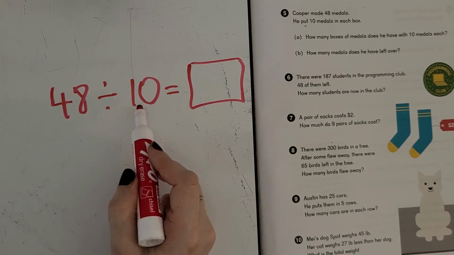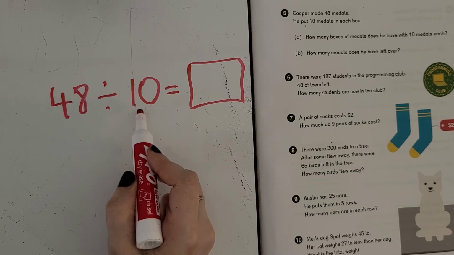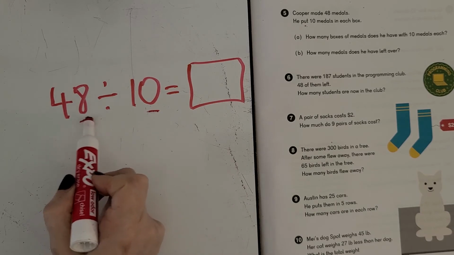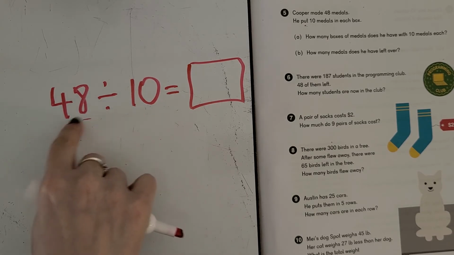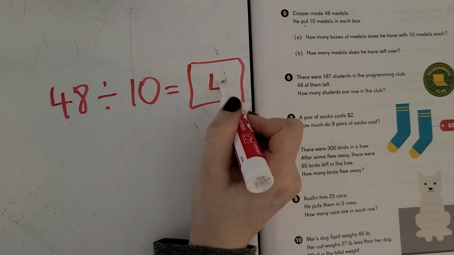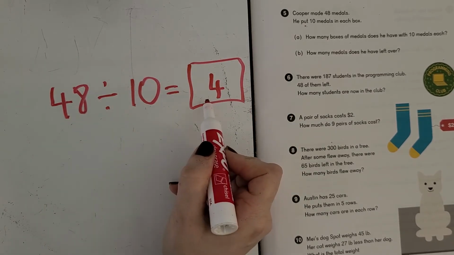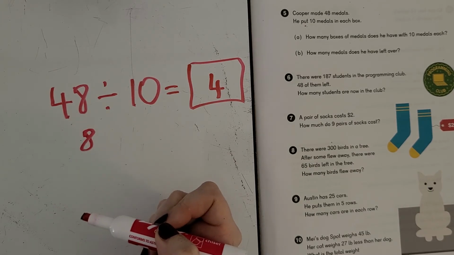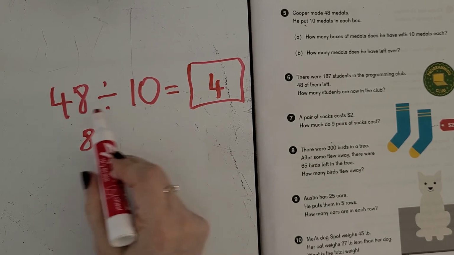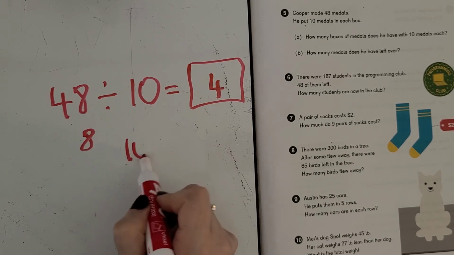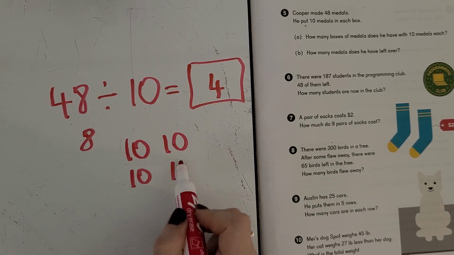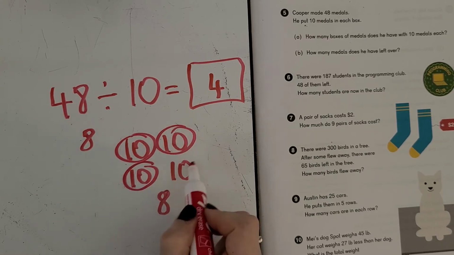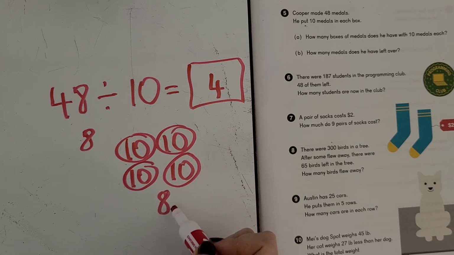48 divided by 10. I know my multiples of 10. Anything times 10 is going to have a 0 in the ones place. And this does not have a 0 in the ones place. So I know we're going to have some left over. I also know 4 times 10 is 40. So I can write my 4. 40. What would be left? 8. Because 40 plus 8 is 48. Or you can count by 10s to see how many 10s are inside of 48. You can say 10, 20, 30, 40, 8. There's 4 groups of 10 with 8 left over.